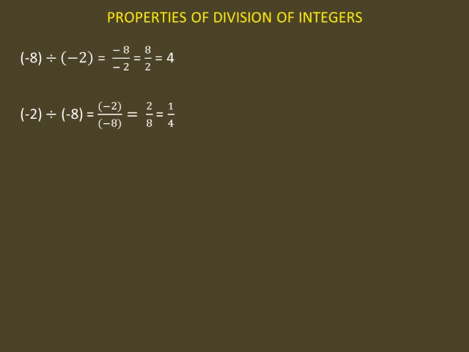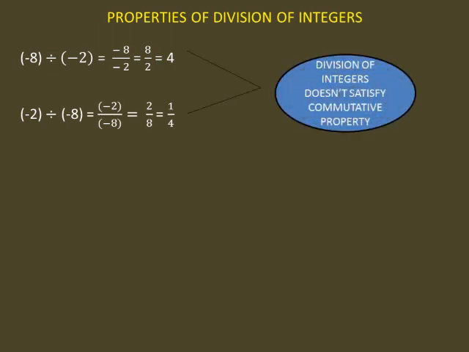As you can see, they both are different. When we interchange the numerator and denominator, the quotient changes. In the first case it is 4, in the second case it is 1 by 4. That means in the division of integers, the commutative property doesn't hold.